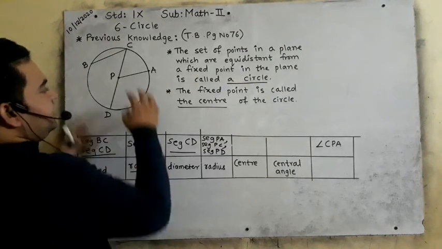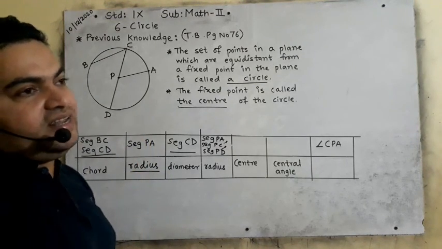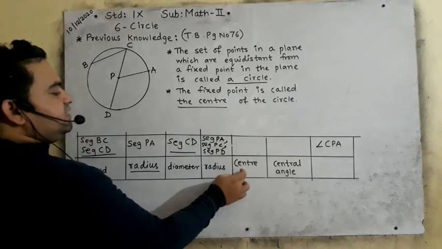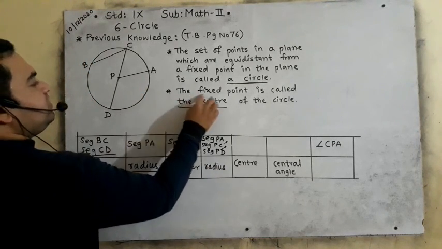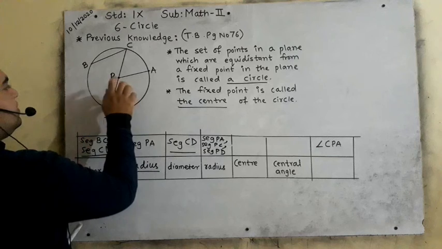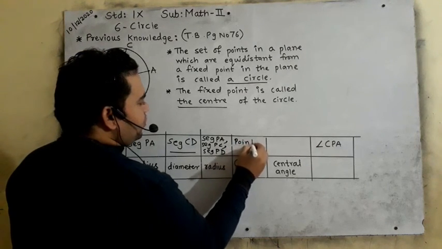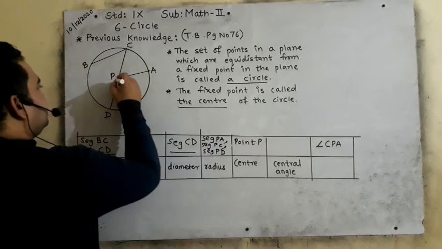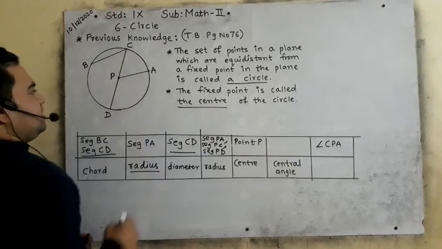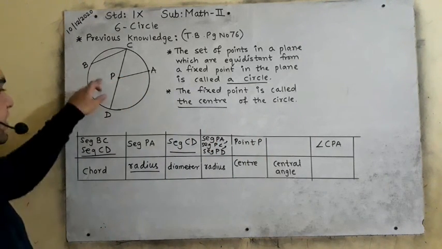Now see, 3 radii of the same circle. Now see the center. As we have talked about, the fixed point is called the center of the circle. So here point P. You will write point P is the center of the circle. Is it clear? Point P is the center of the circle.